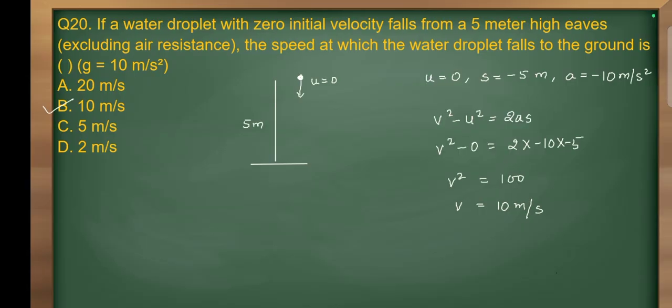Now we will use the third equation of motion, that is v square minus u square is equal to 2 times acceleration into displacement. V square minus u square, which is 0, is equal to 2 into acceleration, that is minus 10, into displacement, that is minus 5. We will get v square is equal to 100, that is the final velocity will become 10 meter per second. So option B is correct.